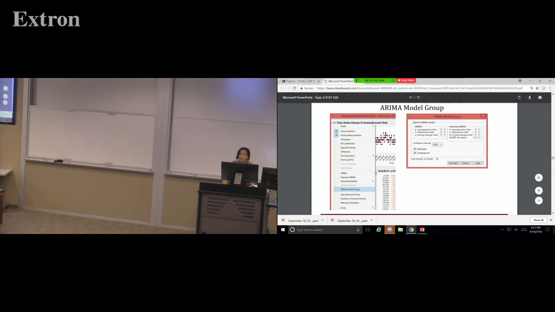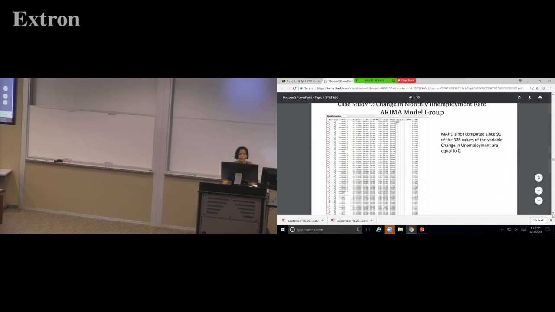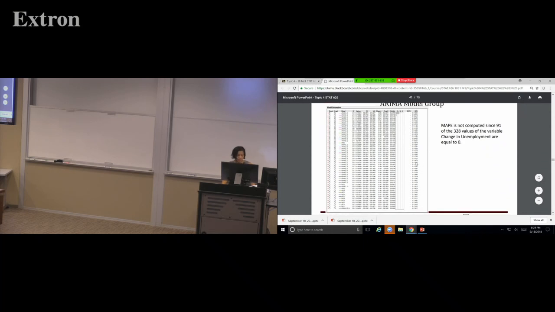You can do the same thing in the ARIMA model group, right? The ARIMA model group option in JMP allows you to look at a range of values. So we're looking at the range from 0 to 6 for autoregressive and 0 to 6 for moving average. And then you're going to end up with 49 models, right? With all those combinations, we're going to end up with 49 models. And this is a listing of all 49 of those models.